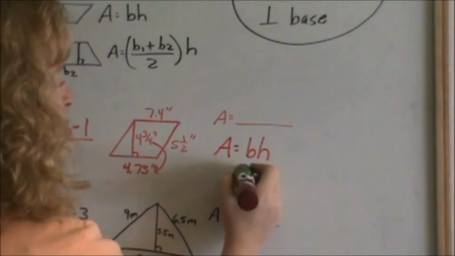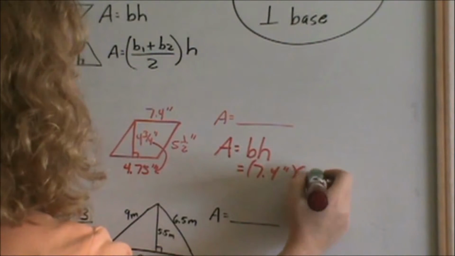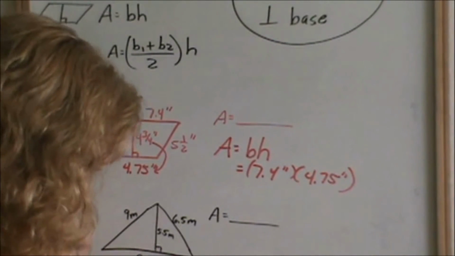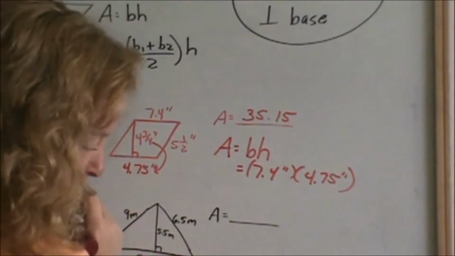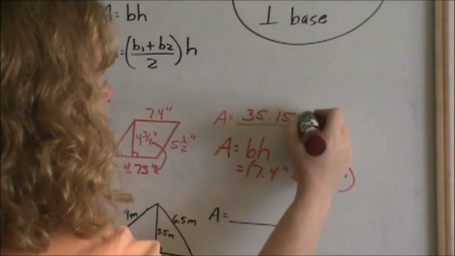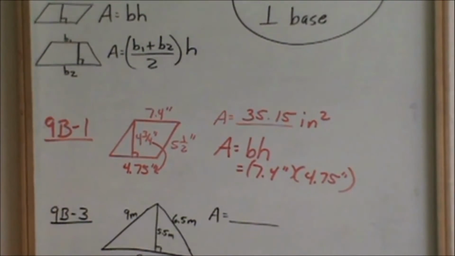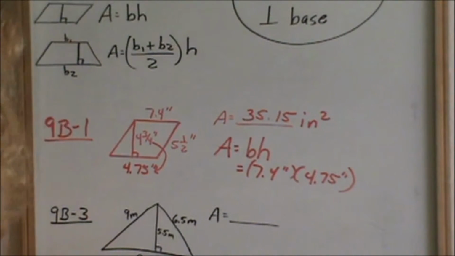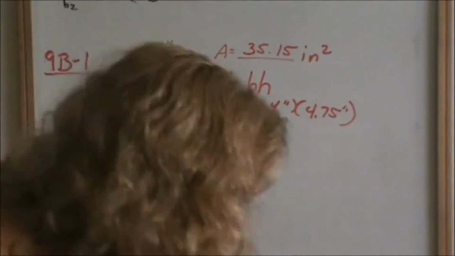So base times height is, my base is 7.4 inches times 4.75 inches, and then multiply those two together, and you should be getting 35.15. I'm just rounding to two decimals. And your units are inches times inches is inches squared, or square inches. I'm just going to double check my math in my calculator. Yeah, 35.15.